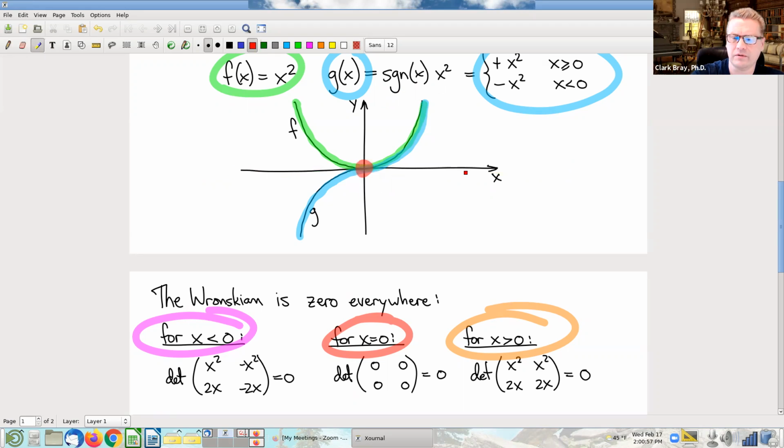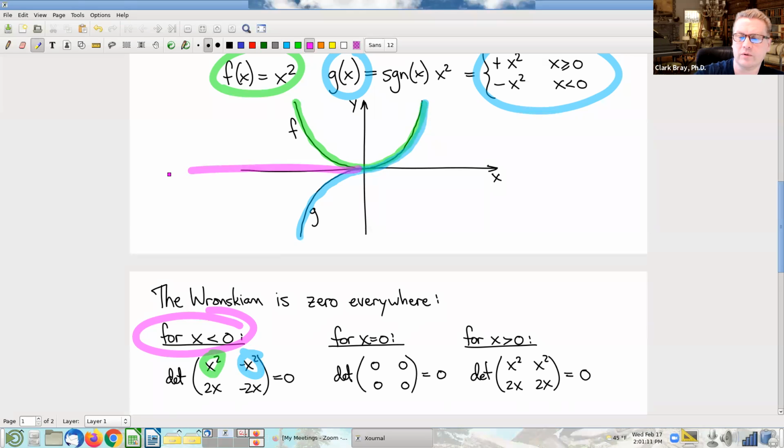And here go those arguments. Notice in each case, we just write down exactly what the formula is. Here's F, and below are its derivatives. Here's G. Now, again, keep in mind, we are looking over here where x is negative. So G is negative x squared. Okay. And so for these values of x, compute. There's the Wronskian, it's 0.